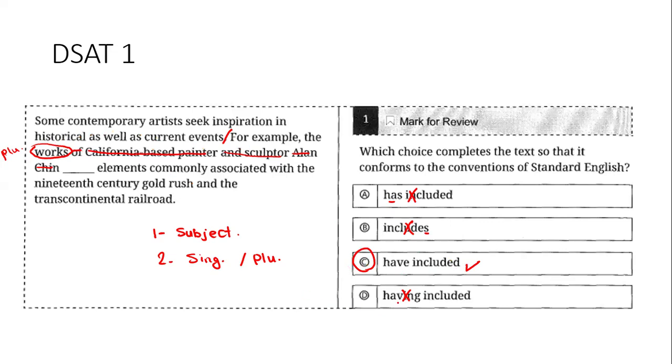And having included is not right, because it is supposed to have the verb to be before having. Having is not a verb, okay? See you in another question.